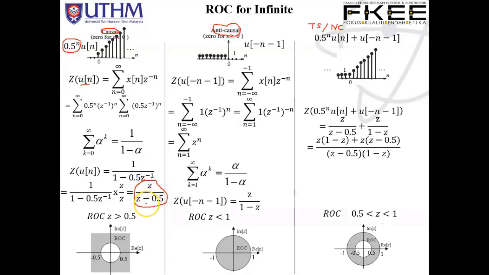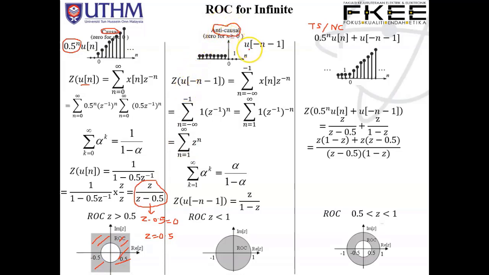And this one at the denominator is the location of our pole. Here we have z minus 0.5 equals 0, so our z equals 0.5. And the value of z is positive, so that's why we have this range, which is larger than 0.5.